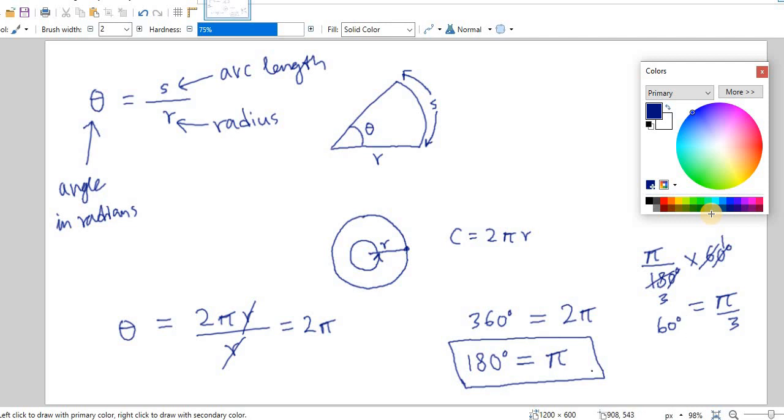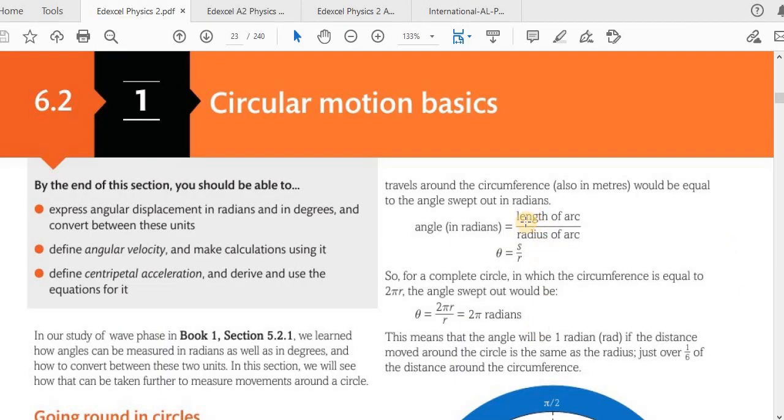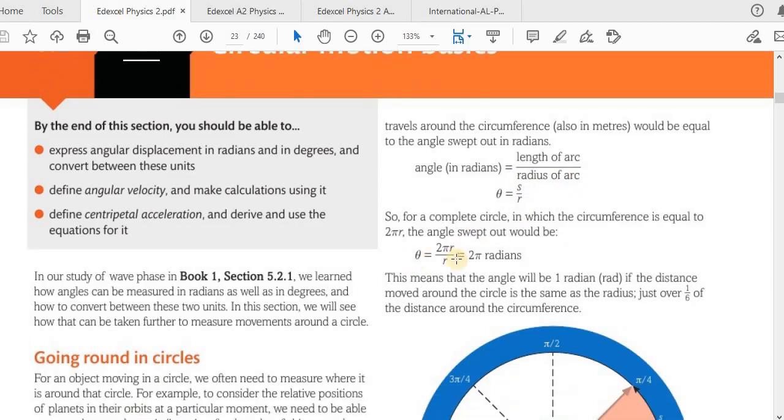So like I said, you can use this conversion factor to convert between radians and degrees. And now you have learned what the unit radian is, and this is actually how you define it. Now let's go back to the main lesson. So you see, length of arc divided by radius of arc. So theta equals S over R, and this is what I showed you.